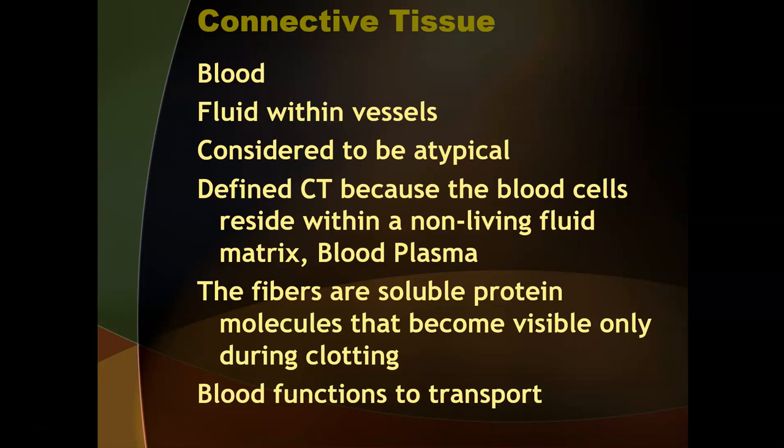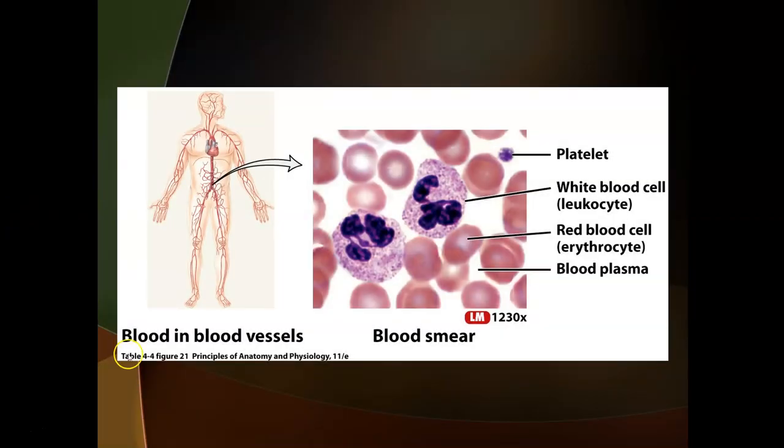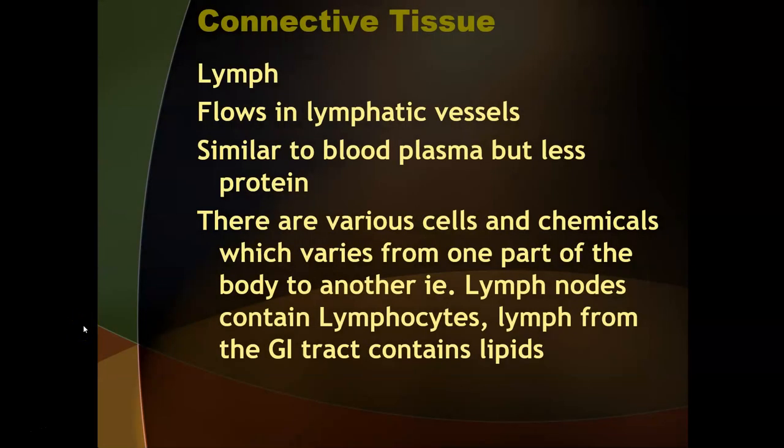The fibers are soluble protein molecules, but they don't become visible until we have injury, start a healing process, and form clots. So there are fibers in there, but they don't really become mature and active until we have some damage and we need to repair. Of course, as we know, blood functions to transport lots of stuff around and through the body. So this is why we call blood a connective tissue, again, because we have cells living in a non-living fluid matrix, and hence the reason why we define blood as a connective tissue.